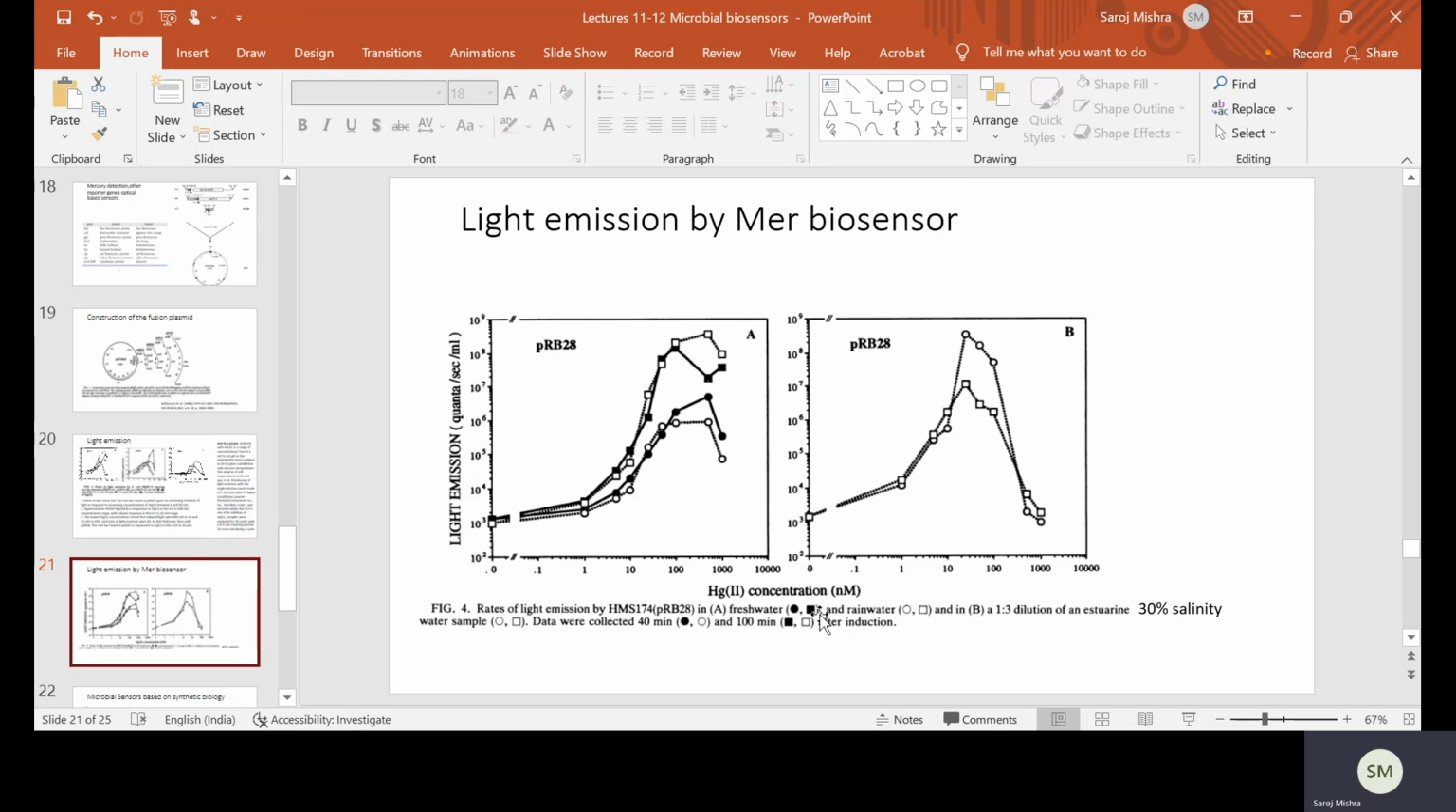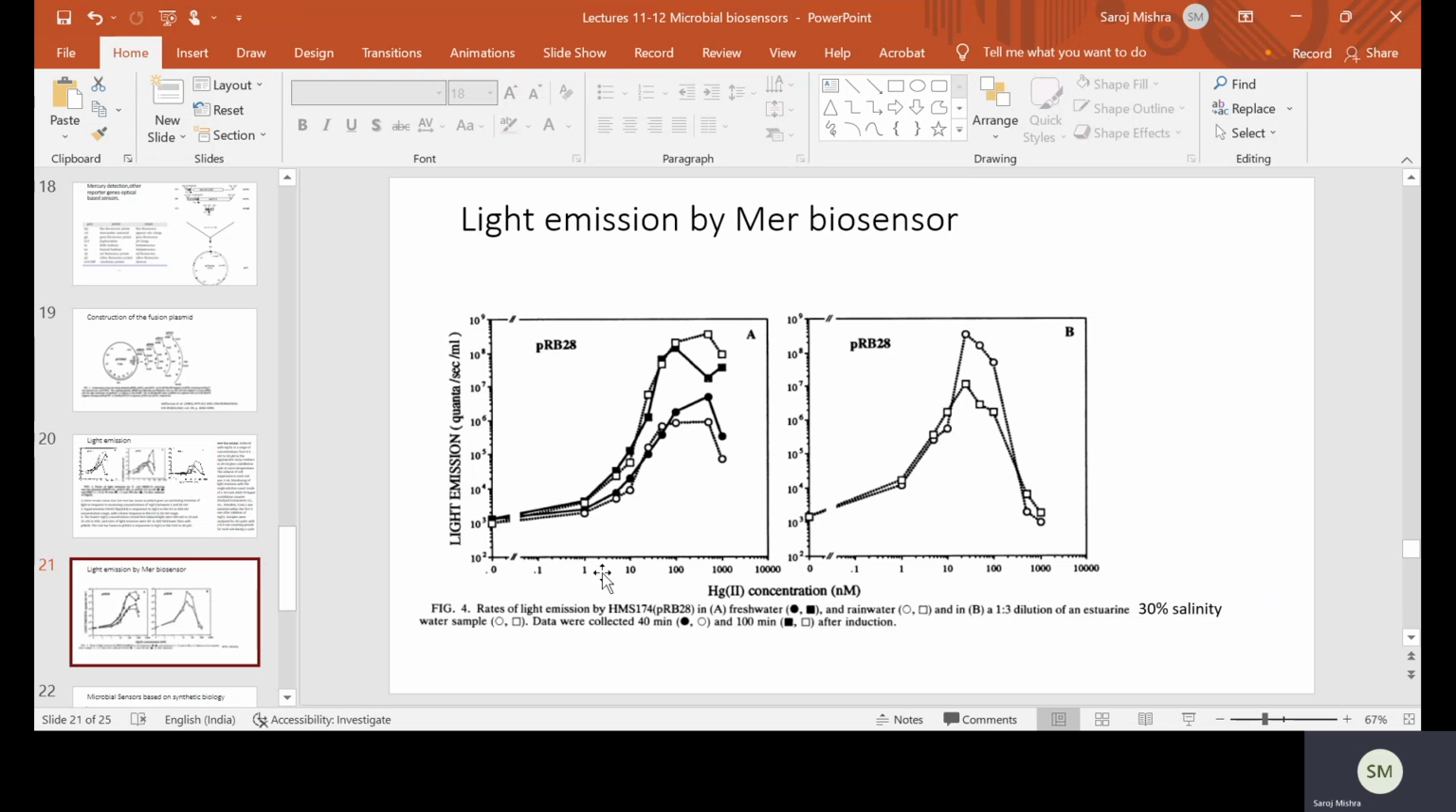So two different water samples and two different sampling times, that is at 40 minutes and at 100 minutes. Again, what you see here, for example, is that of course it is spiked, because in the freshwater sample also the level of mercury is very low, but these are the real samples which have been taken from outside, and some growth medium is added to it, and at the same time externally mercury ions.